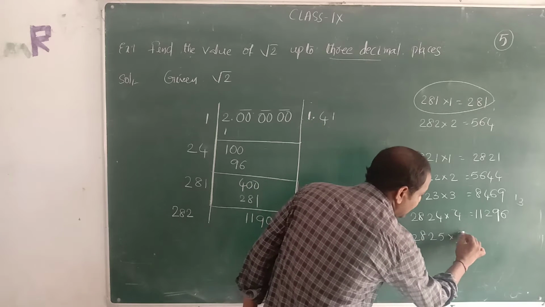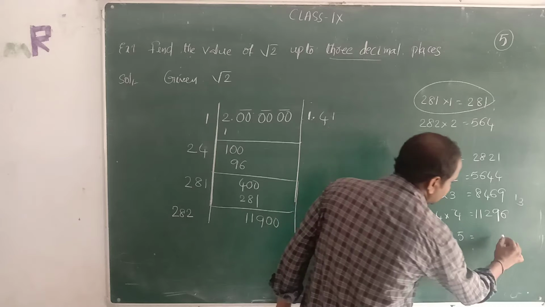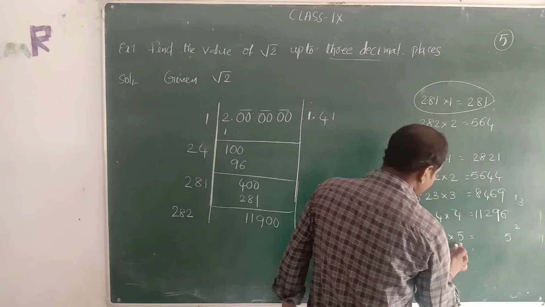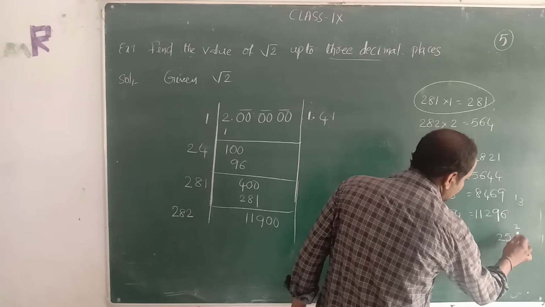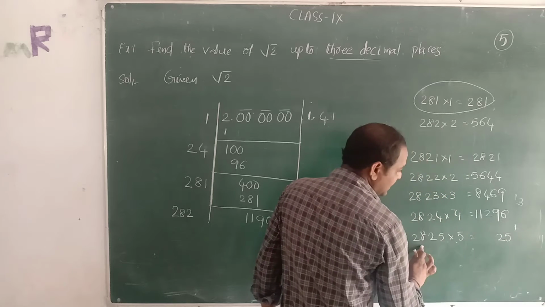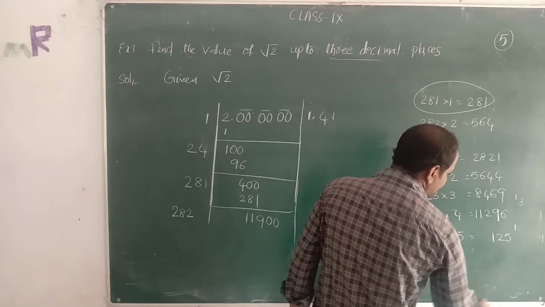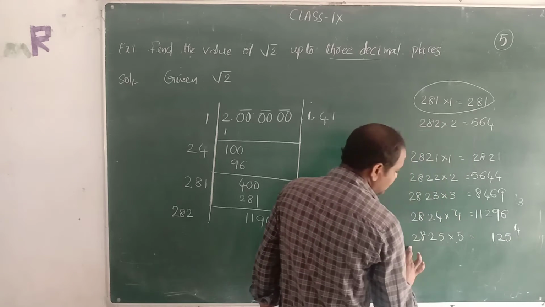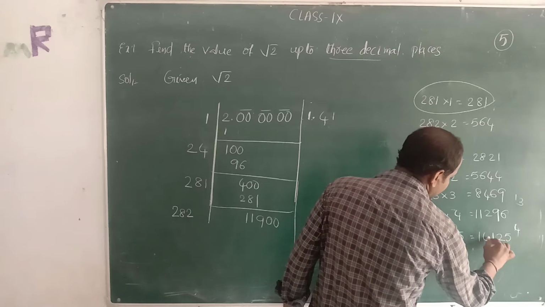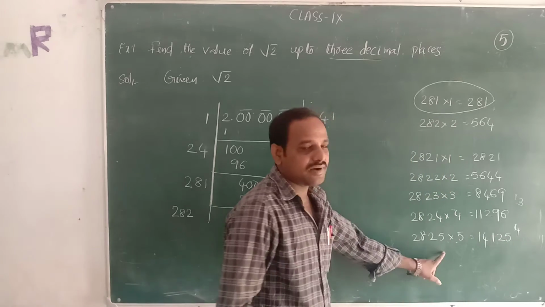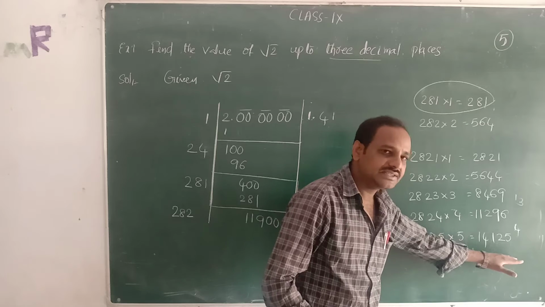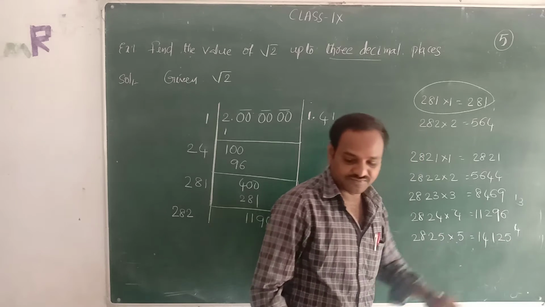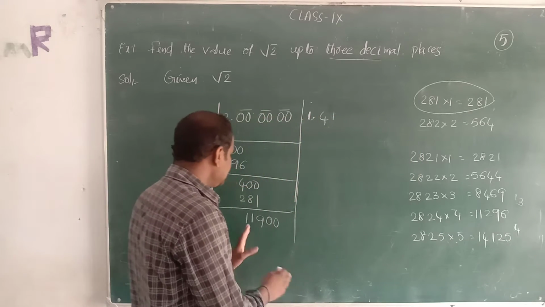2825 5 times. How much will you get? 5 5s are 25, 5 2s are 10 plus 2 12. Next 5 8s are 40 plus 1 41, 5 2s are 10 plus 4 14. So we got at the time of 5 how much? 14,125. So now let's see here.